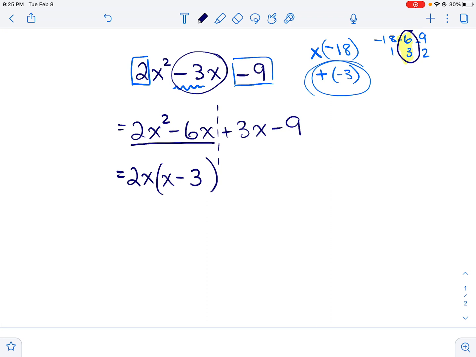Okay, next one. What can I common factor from 3x and 9? They're both divisible by 3, so I'm going to go with plus 3 as my common factor. They both don't have an x, so I can't do an x. So after I divide by 3, from the first term, 3x, I would just have an x left. And the second term, negative 9 divided by 3, would be negative 3.